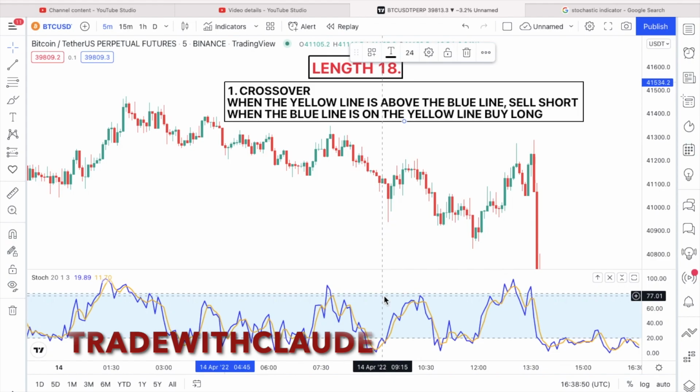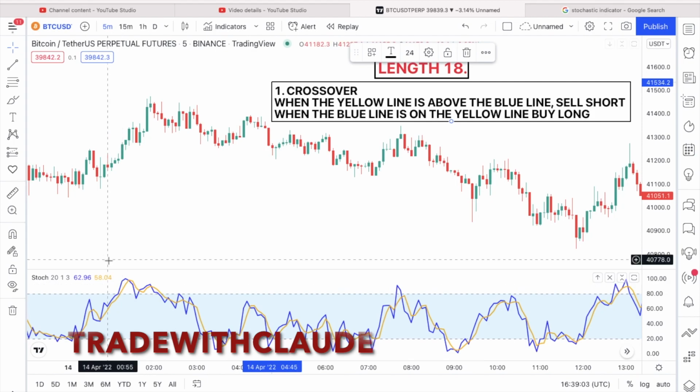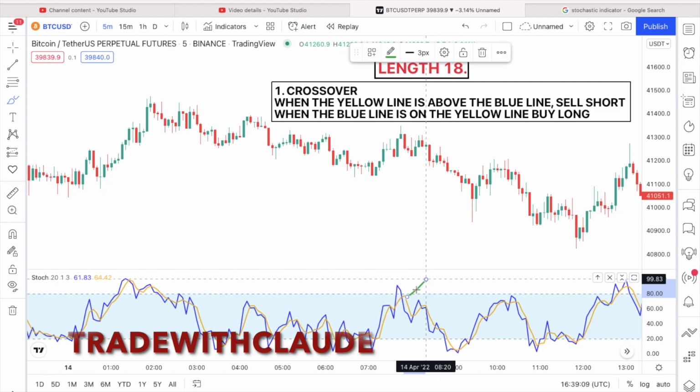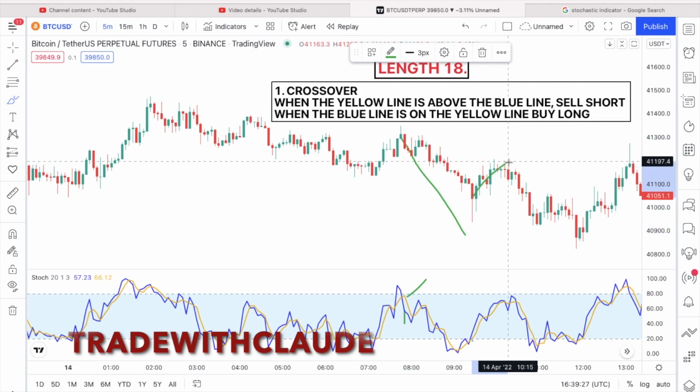So what do you trade in stochastics? It's very simple: the crossovers. Whenever the yellow line is on top of the blue line, you sell short. This is the blue line, this is the yellow line. Looking at this, you will see that this yellow line is on top and this is underneath. So what happened? The price went down to this level. Do you understand? Whenever the blue line is on top, the price goes up. Looking at this, you see here the blue line came on top, and the price went up to this level.